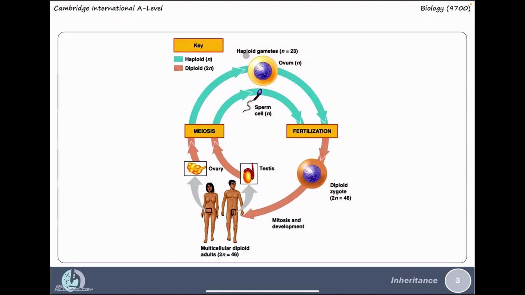So when these two gametes fuse together during fertilization, it restores the original diploid number of chromosomes, which is n equal to 23 plus n equal to 23. Therefore, a total of 2n equal to 46. And continuing from here, mitosis and development help this diploid zygote to develop and specialize into the different tissues and organs, and form the multicellular adult. So this concludes the role of meiosis.